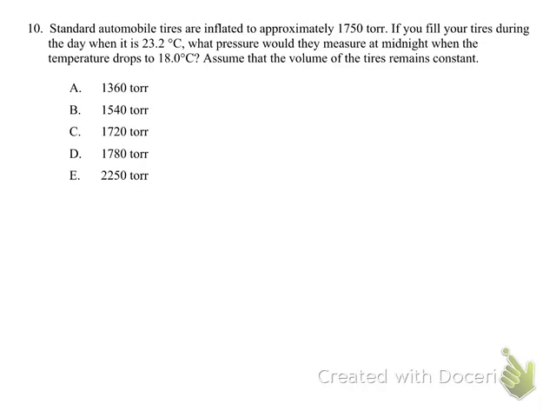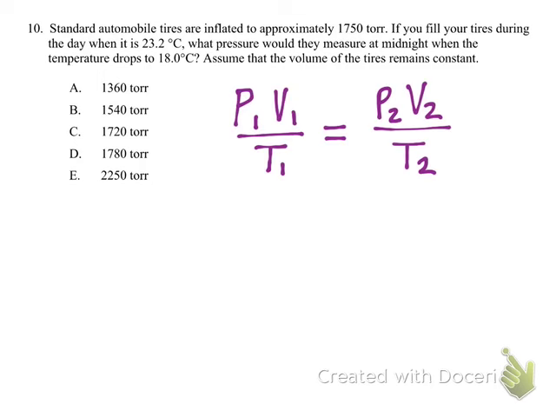In this question, we have a gas law problem where we're altering the temperature and seeing what implications that has on the pressure of standard automobile tires. So anytime we're changing either the pressure, the temperature, or the volume, and we want to see what effects that has on the pressure, temperature, and volume of that gas, what we can do is use the following relationship. P1 V1 over T1 equals P2 V2 over T2. Then whatever is being held constant, we can just remove from the equation.